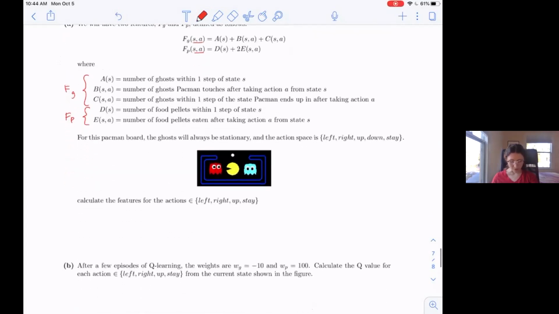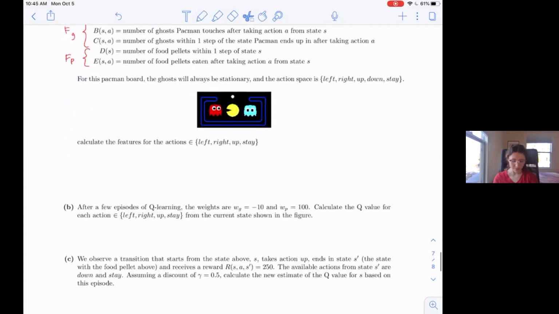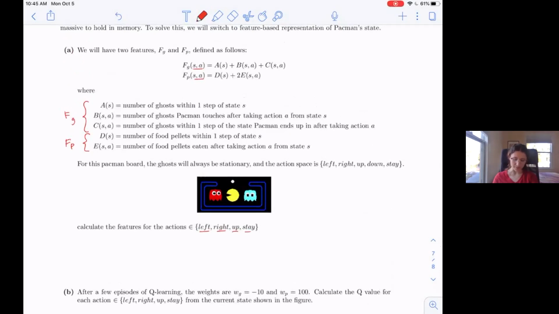For this Pac-Man board, the ghost will always be stationary, and the action space is left, right, up, down, and stay. What we now want to do is calculate the features for the actions left, right, up, and stay. So all this means is we're going to plug in left, right, up, and stay into these equations here and see what they evaluate to. I'm going to abbreviate this as L, R, up, and ST. And let's get to it.